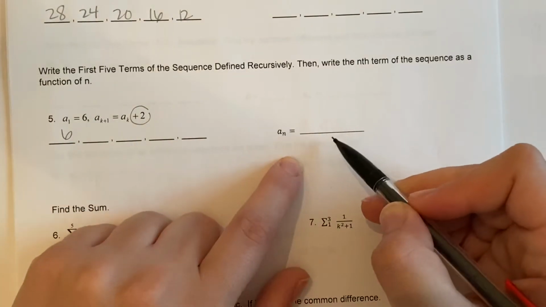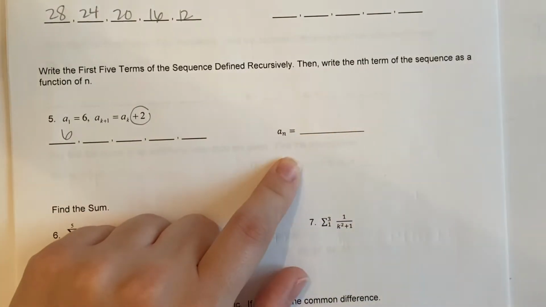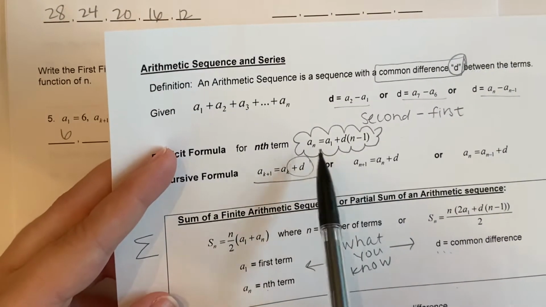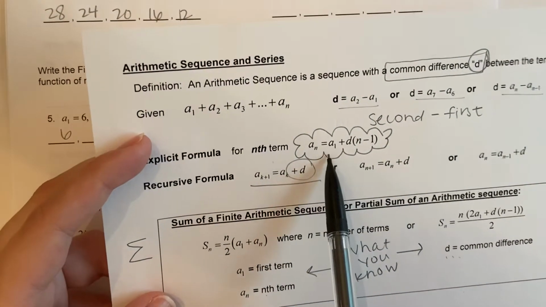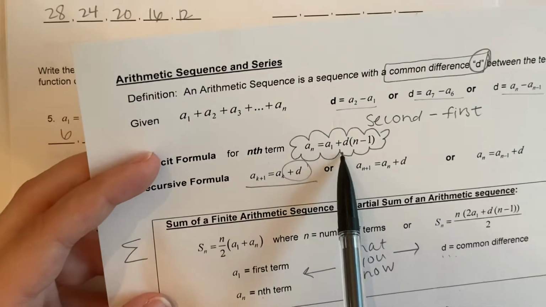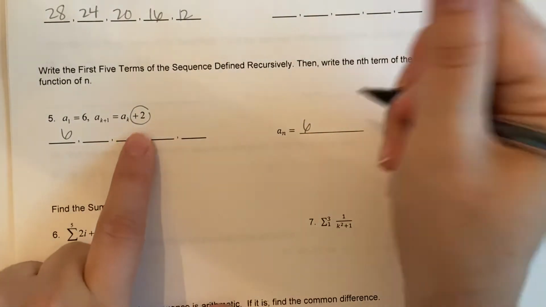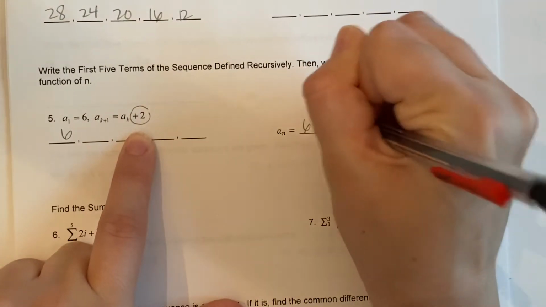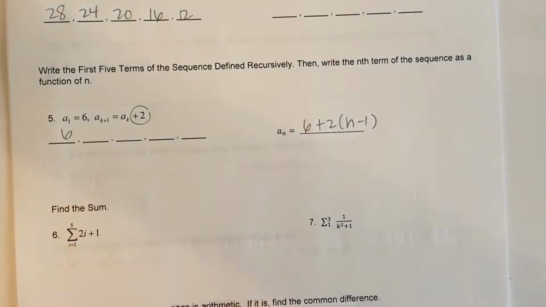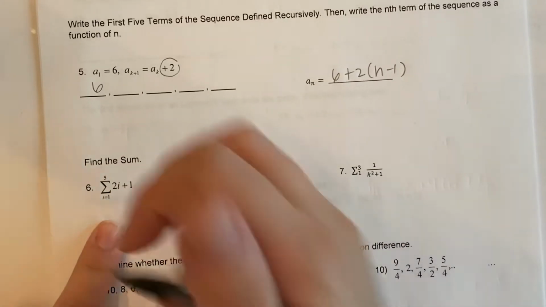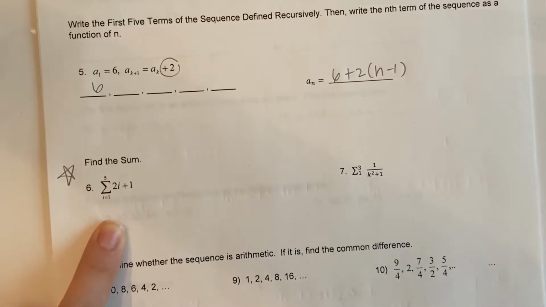But let's talk about how to write the nth term equation. So going back a page, remember, here's the formula for the nth term. You take the first term, add the common difference, and then do n minus 1. So we'll take the first term, which is 6. The difference, how to get to each term, is plus 2, and then n minus 1. Cool. Okay, 6 and 7 are those ones where you just type in your calculator, so y'all can do those.